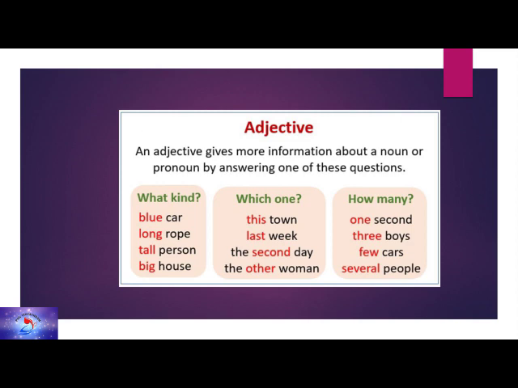So an adjective gives more information about a noun or pronoun by answering one of these questions. How can you easily identify an adjective? What kind, which one, how many? When you find an answer to these questions, you can easily find the adjective. So what kind of car? It is blue in color, so it's a blue car. The rope. What kind of rope? It is a long one. Long rope. Tall person. Big house. Which town? You're talking about this town. Last week. How many? One, second, three boys. So it tells about the number, the count. Okay.